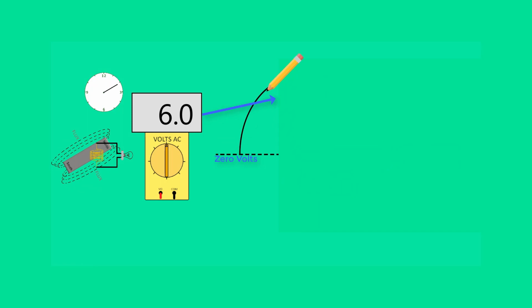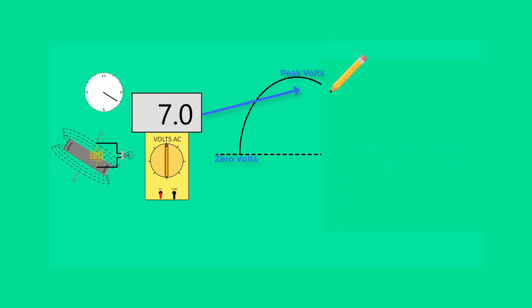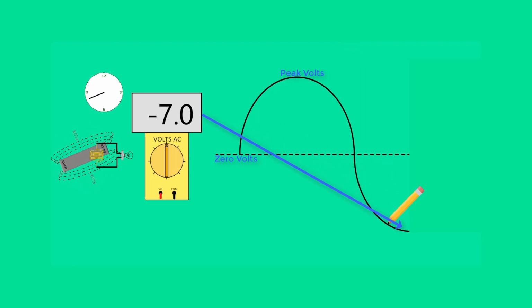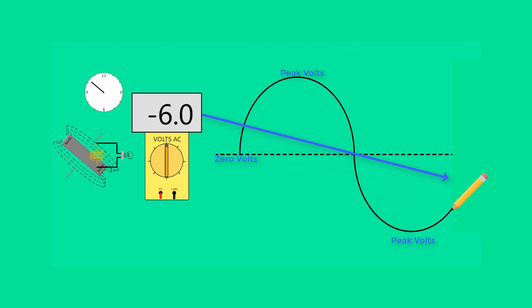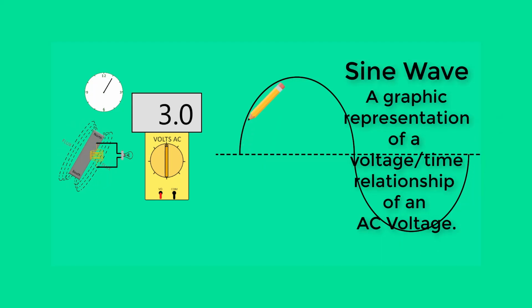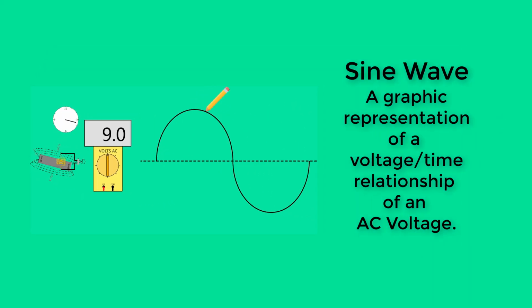As AC voltage is produced over time, the voltage rises to a peak value, goes back to 0 volts, rises to a peak value in the opposite polarity, and once again falls back to 0 volts. The result is a drawing of one complete cycle of an AC source. This drawing is called a sine wave. A sine wave is a drawing of the time-voltage relationship of an AC voltage.